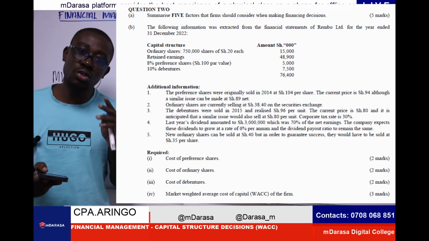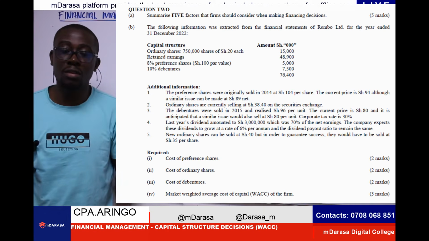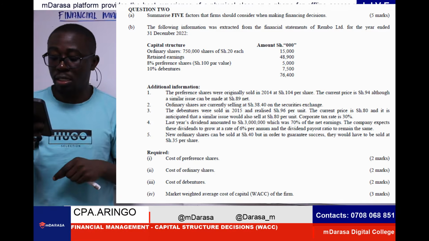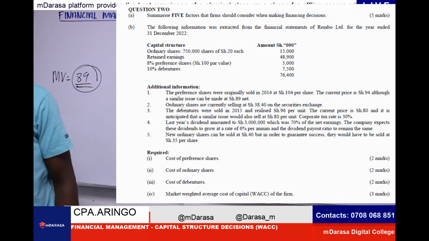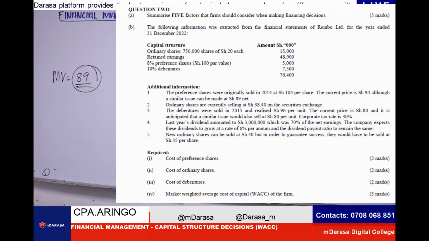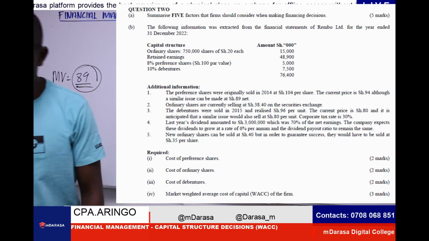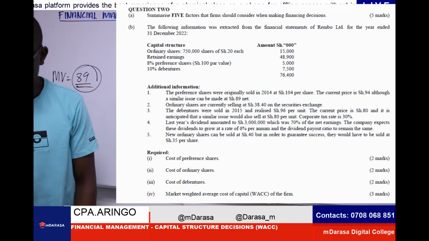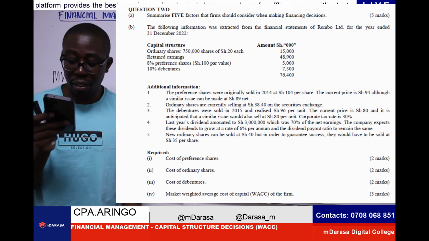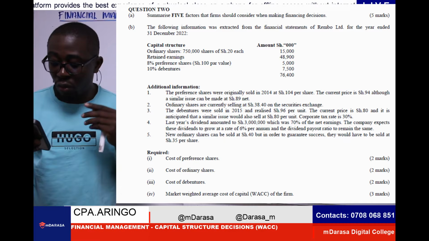But the fact that you are told they were issued back then in 2015 and you aren't given the par value, the best case will be for us to take the 96 shillings there as our par value. As per note number 3, last year's dividends amounted to 3 million, which was 70% of the net earnings. The company expects these dividends to grow at a rate of 6% per annum, and the dividend payout ratio to remain the same.